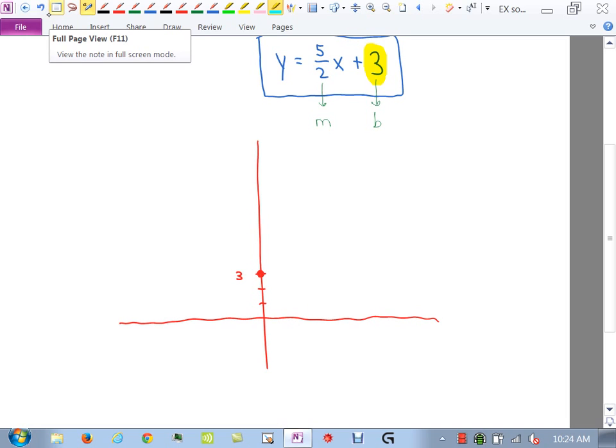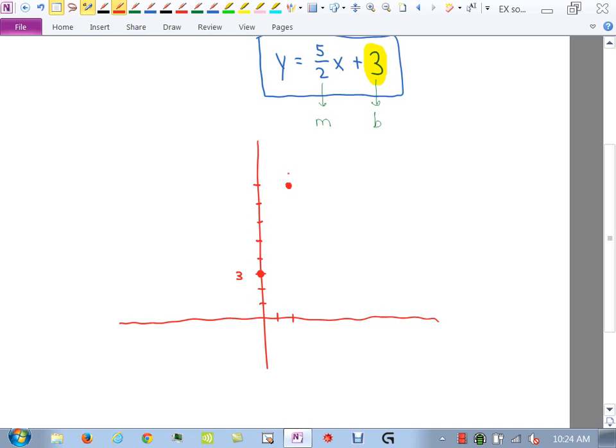So there's my y-intercept. Now, how do I get to another point on this graph? I use my slope, right? Rise over run. So up 5, to the right 2. Up 5. 1, 2, 3, 4, 5, to the right 2. And here. And then I do what?